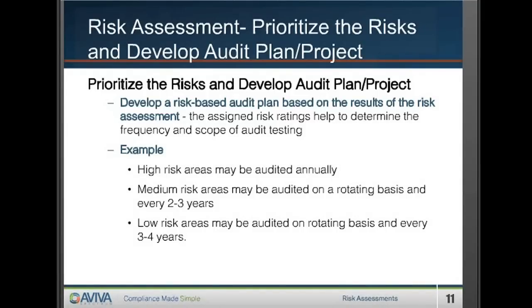So for example, we may determine that high-risk areas may need to be audited annually. For most of us, that's a given. That's what we do in practice. Medium risk areas may be audited on a rotating basis, perhaps every 2 to 3 years.